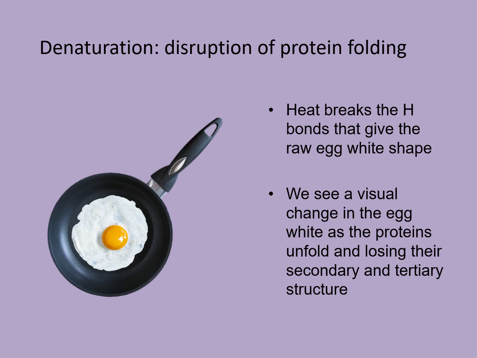Denaturation is a disruption of protein folding. So whenever you heat something up, the hydrogen bonds that give a raw egg white its shape are disrupted. So then we see a visual change in the egg white as the proteins unfold and they lose their secondary and tertiary structure. And then you get a cooked egg.